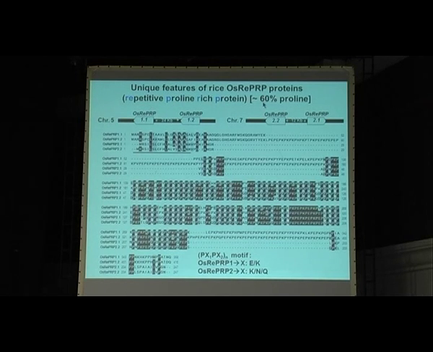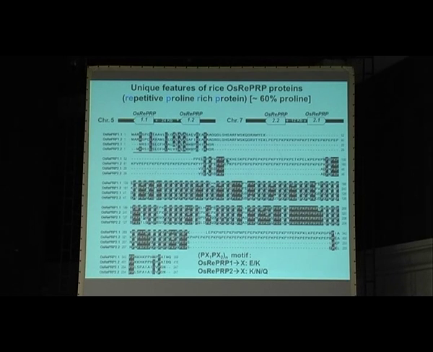REPRPs. And very quickly we knew this is extraordinary because about 60% of the amino acid residues are proline. We have never seen anything like this. In the literature, there's nothing like this. They are proline-rich proteins, but not 60% of all the amino acids. So there are 4 genes encoding 4 different proteins.